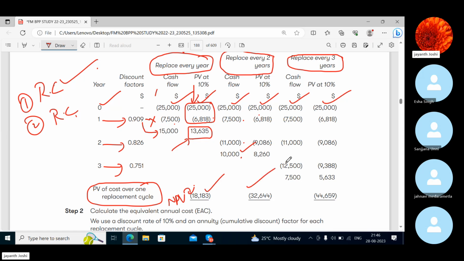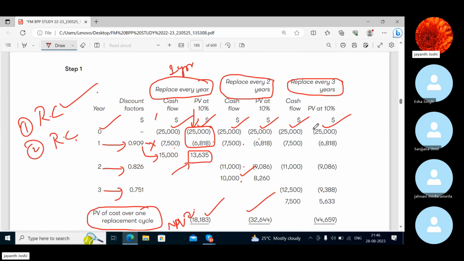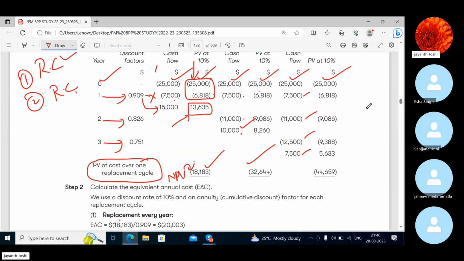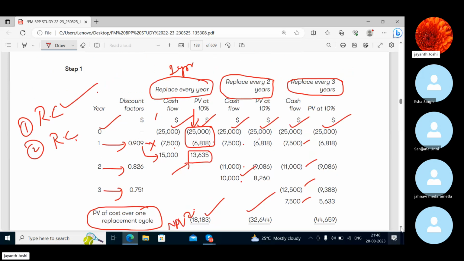Okay, now next. Again, if you want to replace your asset every 3 years, so your running cost for the first year, second year, third year, and again the resale value in the third year, you're going to get a negative NPV as well here, right? Now I want you to just take time to calculate all this. I'm giving you time.